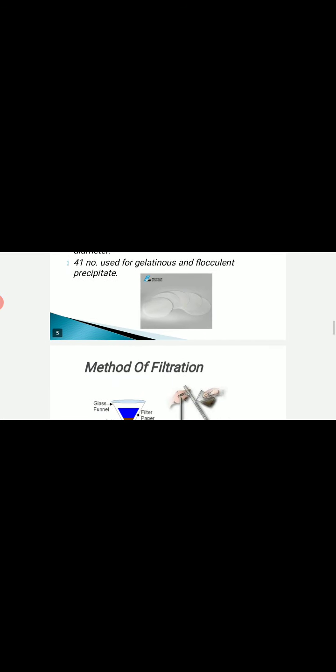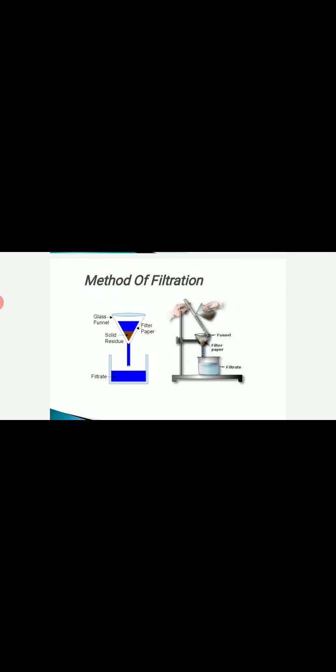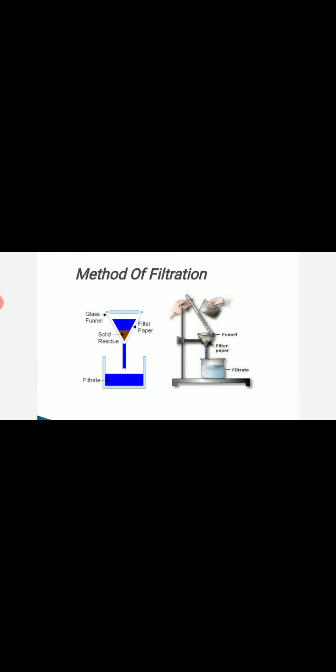Okay, student, now it is time to study the method of filtration. How is the filtration carried out? Suppose we consider a funnel, in which we carry out our filtration. Generally, a glass funnel is used. In that glass funnel we fit the filter paper, and the filter paper holds some amount of solid residue which is obtained after filtration, and at the bottom we get the filtrate. In the next diagram, the actual process happens.